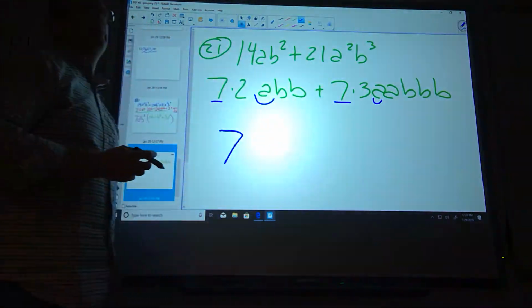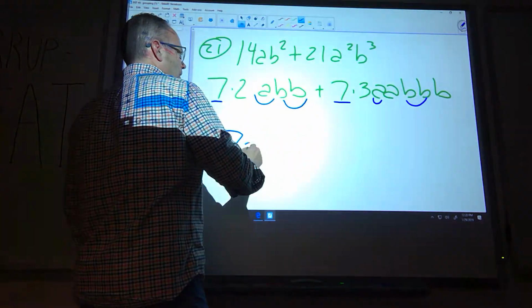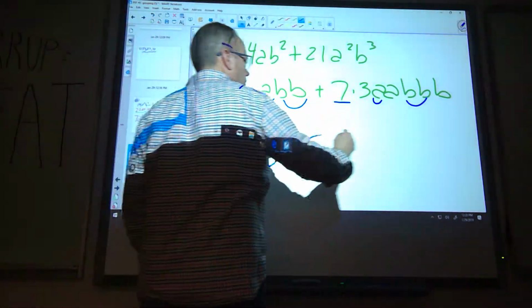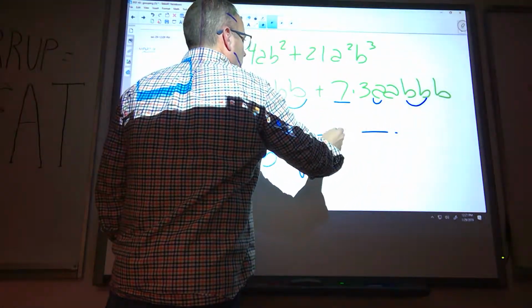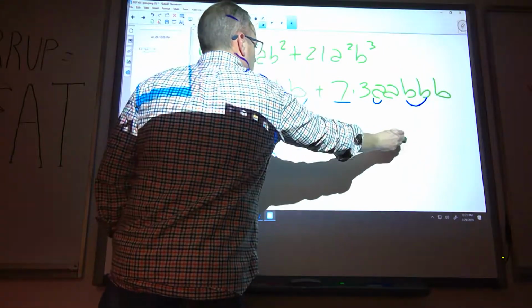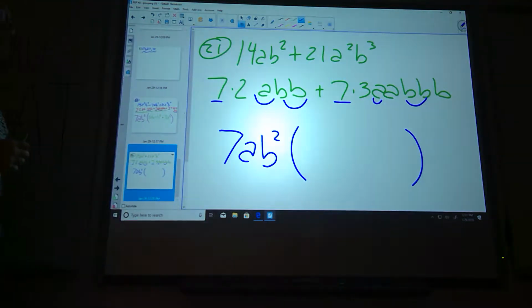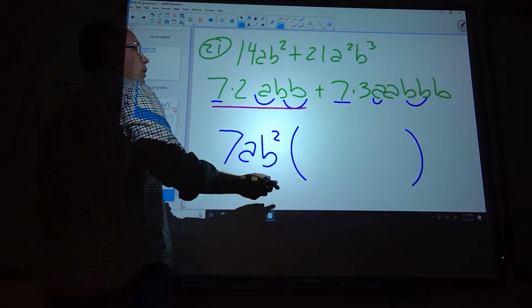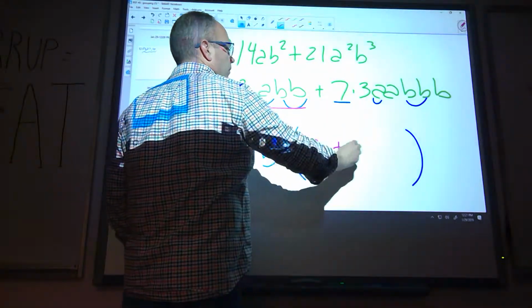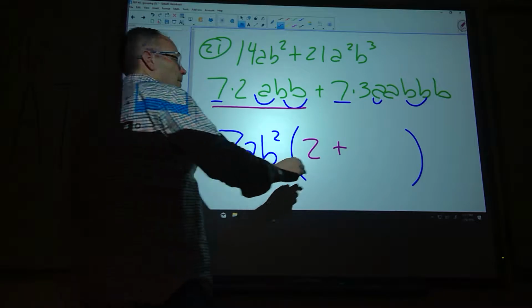How many B's can I pull out of both? 2 of them. BB. All right. So 7AB squared. I don't know why I put a square root sign, I'm just making up math as we go along. All right. Parentheses. If I take a 7ABB out of the first, what do I have left? 2. Plus sign comes down. If I take a 7ABB out of the second one, what do I have left? 3AB. Cool. Agree?